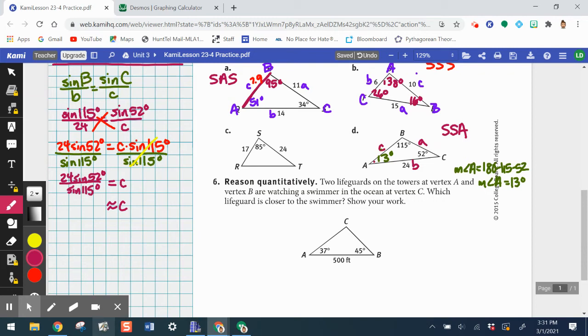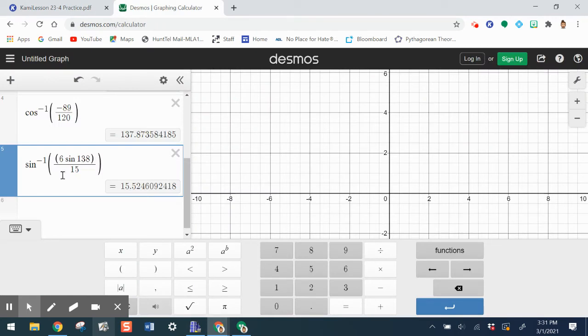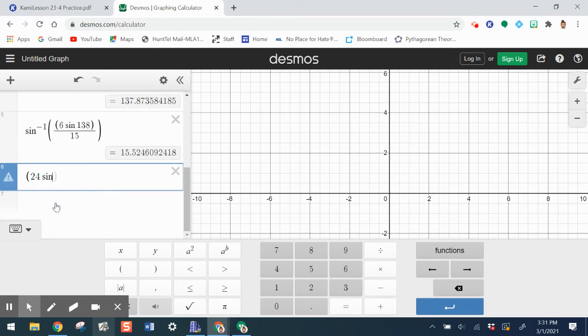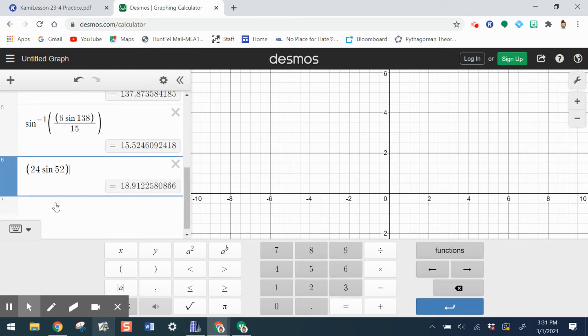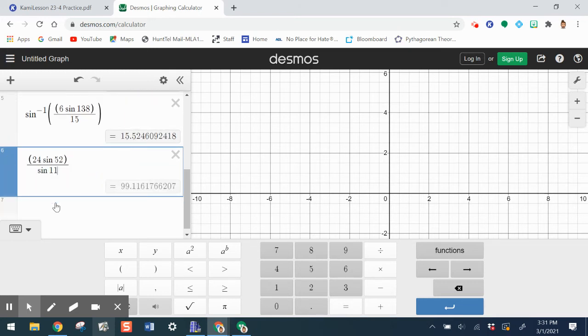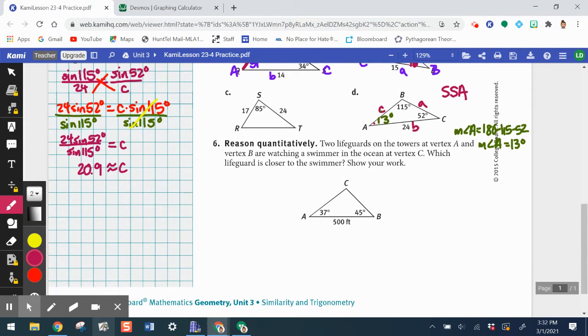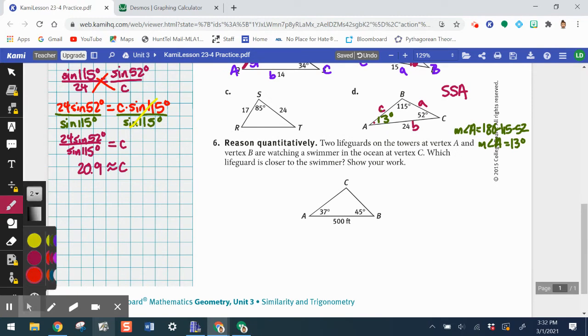So 24 times the sine of 52. So I'm going to go and put in parentheses just in case. 24 times the sine of 52, close parentheses, divided by the sine of 115. We are finding the length of a side, so we're going to round to the tenths place. So the 6 in the hundredths place tells the 8 to round up. So the length of c is approximately 20.9. So let's go and add that to our diagram.